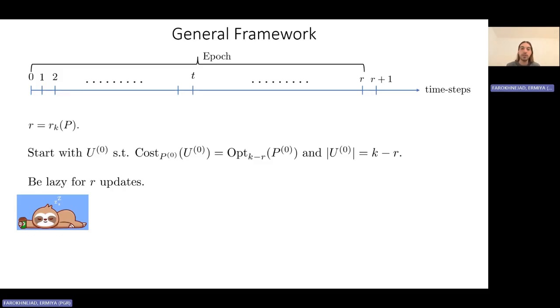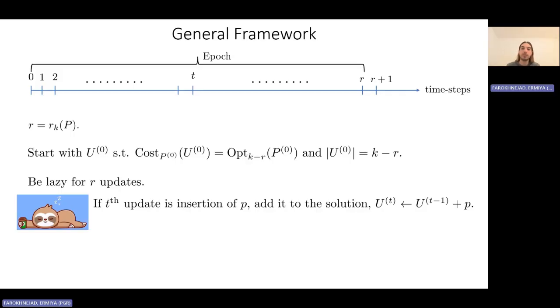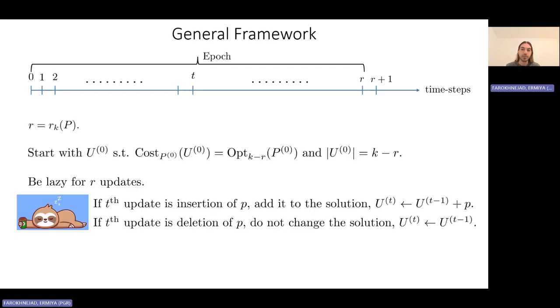What does it mean? It means that if a new point is inserted to the space, we can just open this point as a new center. And if a point is removed from the space during these R updates, we don't change our solution. And we can do this because we are considering the improper K-median problem. And then we can repeat this process from time step R plus 1, which means that at that time step, we find the redundancy of the space, that is the length of the epoch, and we continue this process.